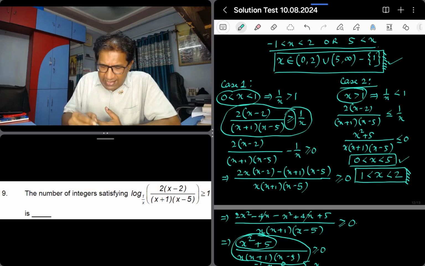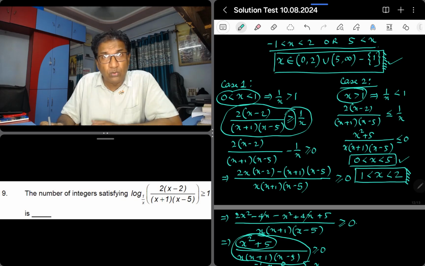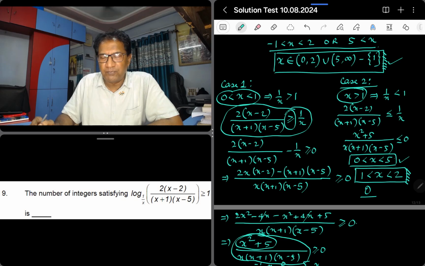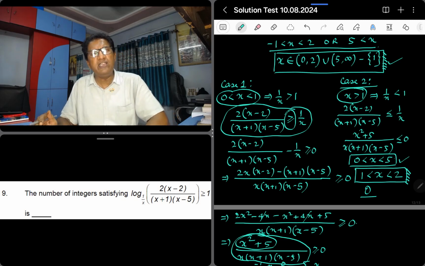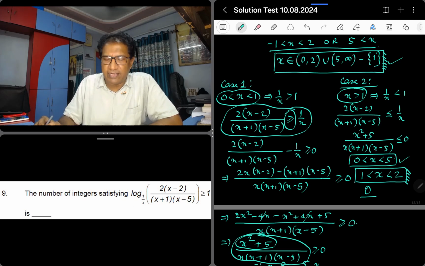But unfortunately, as they have asked for the number of integers that we are getting from this inequality, and between 1 and 2, there are no integers. Hence, there will be 0 integers for this case, because there is no integer lying between 1 and 2. Hence, there are no integral values of x for which this given inequality is satisfied. Hence, my answer in this case will be 0. That is, no integral values possible.